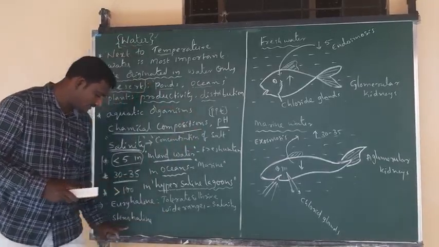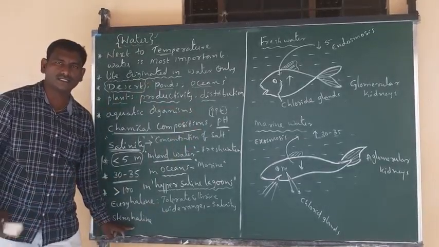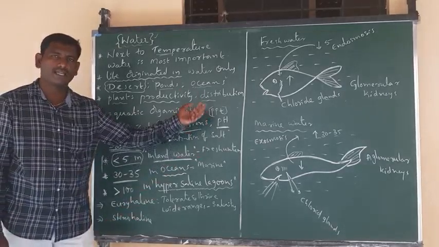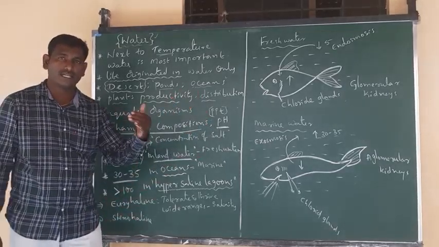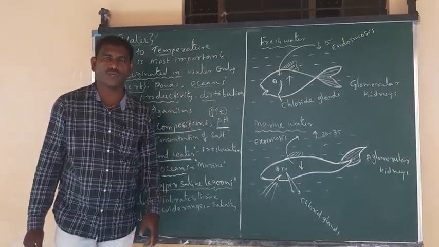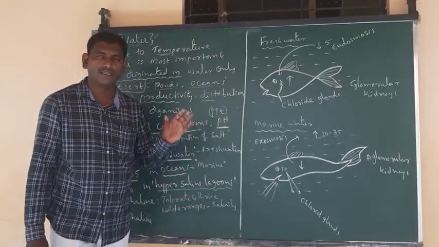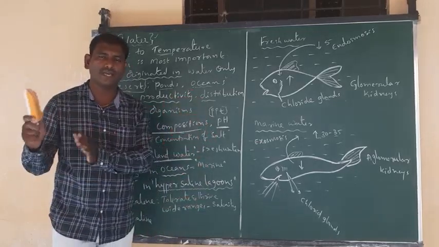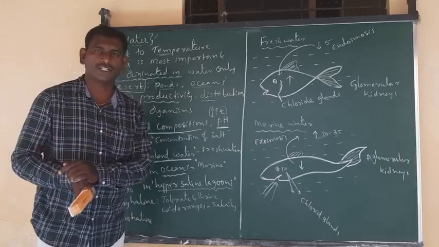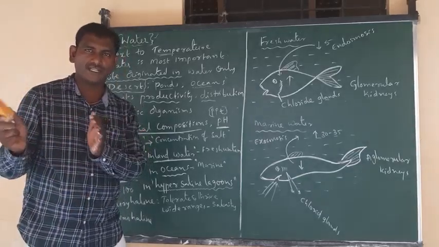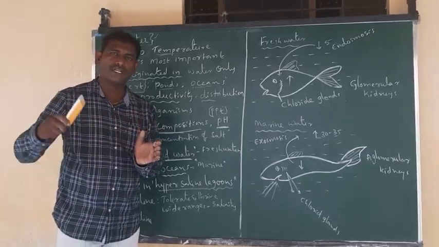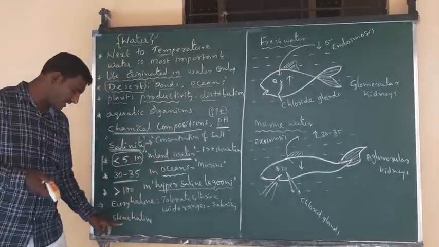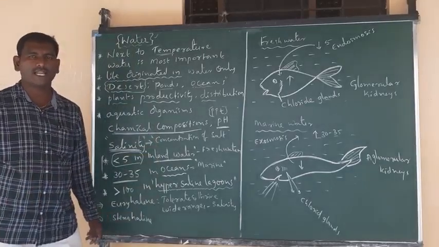Stenohaline examples are freshwater organisms, which can't survive in marine water. If a freshwater fish enters marine water, it can't survive, because in freshwater bodies the salt concentration is less than 5, whereas in marine water bodies the salt concentration is 30 to 35. With such a wide difference, the fishes immediately die. That's why freshwater fishes are the best examples of stenohaline.